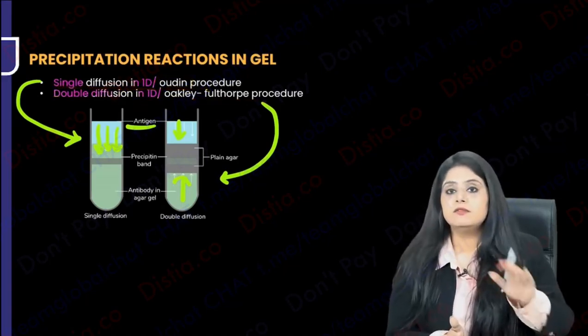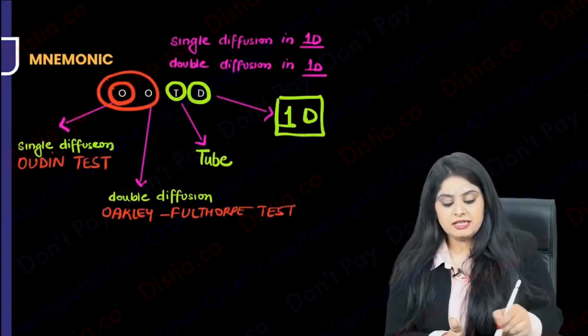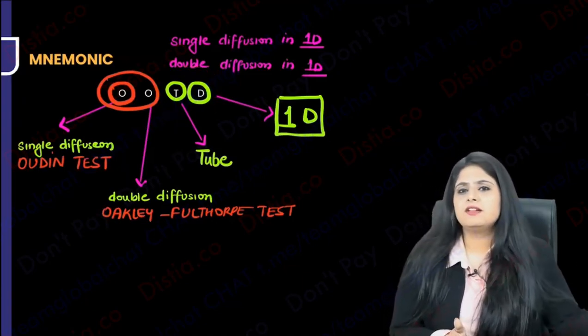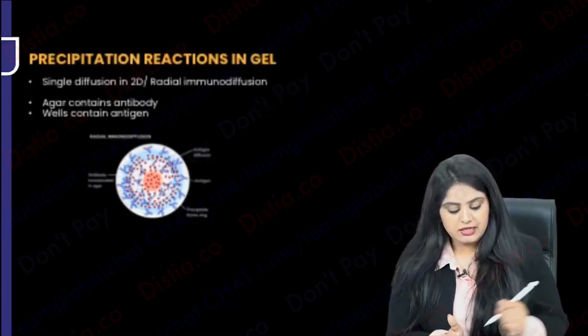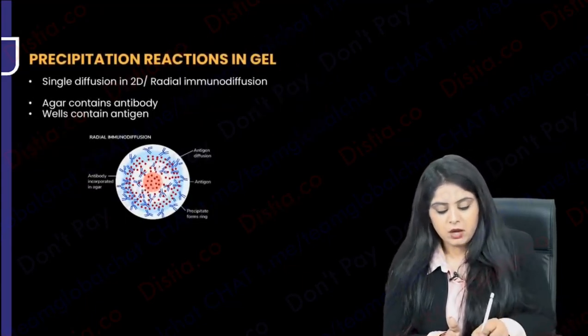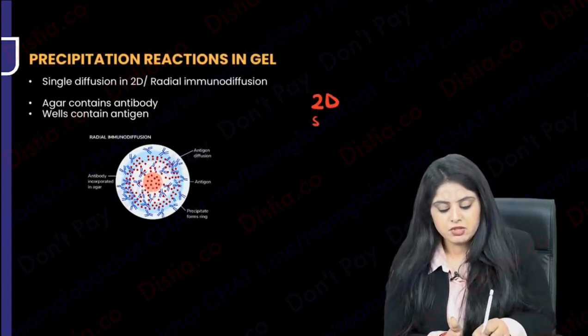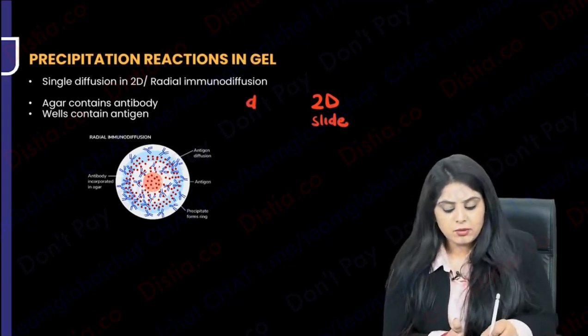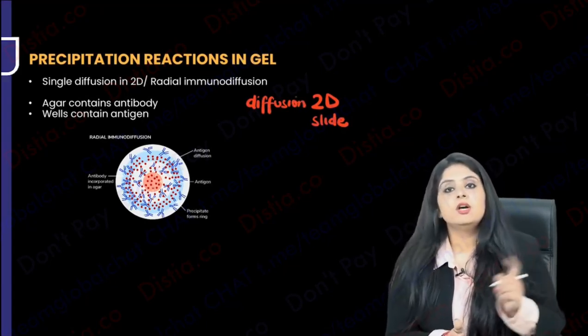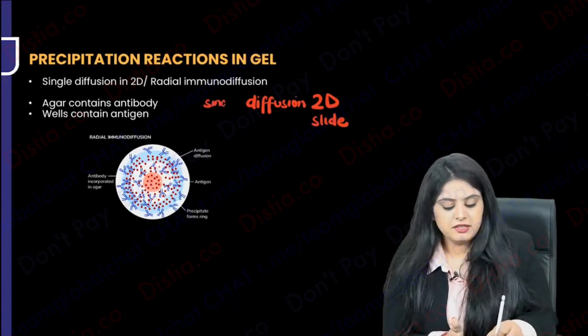So now you're done with the one dimension, the test tube part. Whatever is left is going to be two dimension, meaning the slide part. So you'll say, ma'am, now we are going on to two dimension. Two dimension means now you're going to deal with a slide. And again, it's the same: now you're going to talk about the diffusion. The diffusion can either be single diffusion or double diffusion. We'll start with single diffusion.